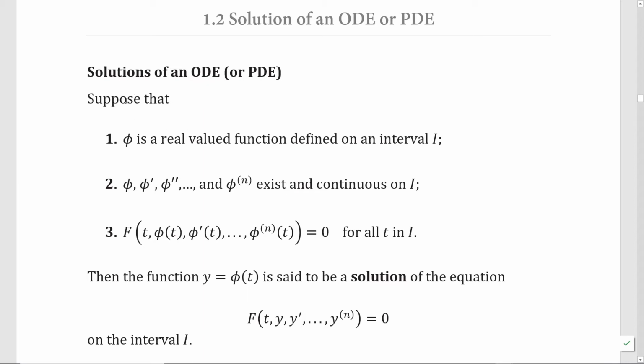Solutions of an ODE. Suppose that phi is a real valued function defined on an interval I, phi prime, phi double prime, and its nth derivative exist and are continuous on that interval I, and f of t, comma phi of t, comma phi prime of t, comma, up to phi to the nth derivative at t equals 0 for all t in that interval, then the function y equals phi of t is said to be a solution of the equation on that interval I.